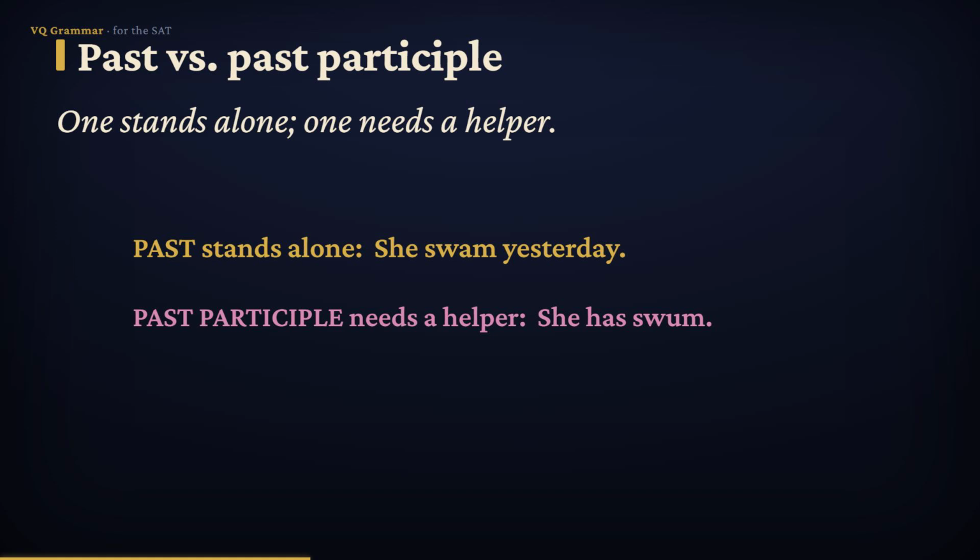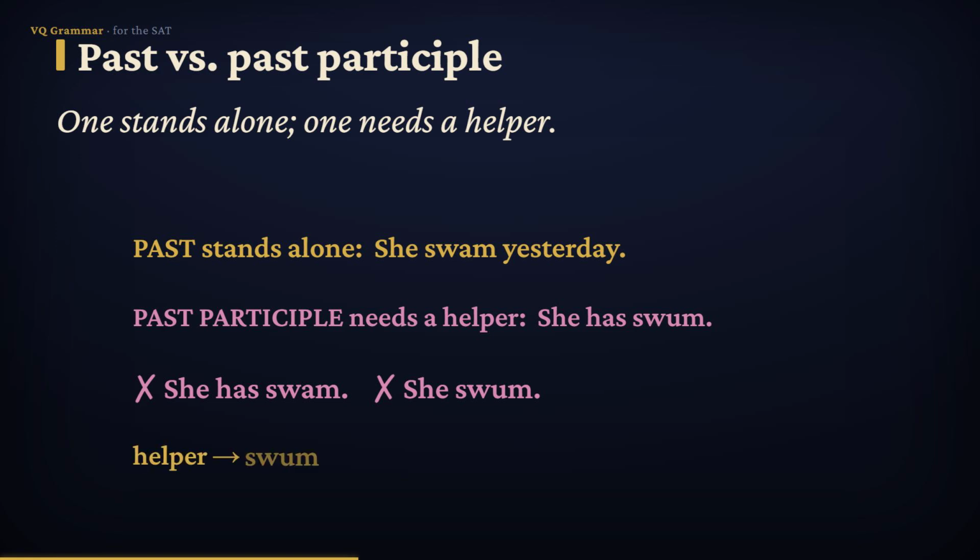She has swum. Now the classic errors. She has swam. That's wrong. Swam can't take a helper. And she swum. Also wrong. Swum can't stand alone. The rule is simple. If there's a helper, use the past participle, swum. If there's no helper, use the past, swam.